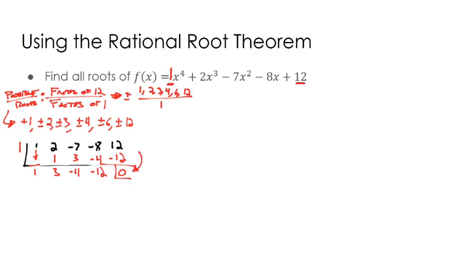So we have used the rational root theorem to identify our possible zeros. The negative 1 didn't work, but the positive 1 did. That means that 1 is a 0 of this polynomial.